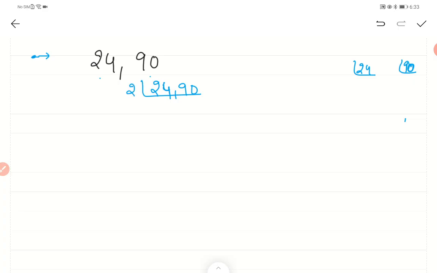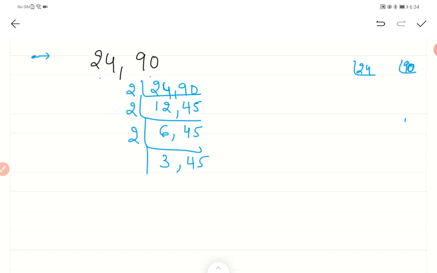So it will go by 2. 2 ones are 2, 2 twos are 4, 2 fours are 8, 2 fives are 10. So 12 is there, again it will go by 2, 2 sixes are 12. Since 45 is not there in 2's table, you will keep it as it is. You copy the same down. So 2 threes are 6, and 45 is not there in 2's table, so again you write it as it is.